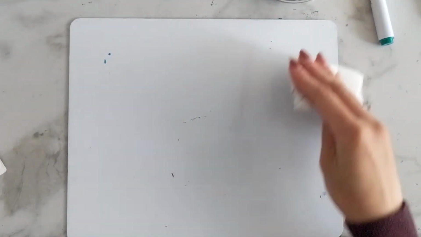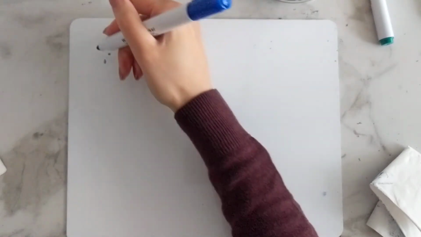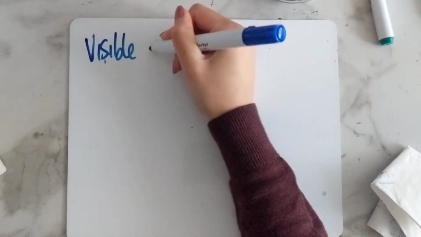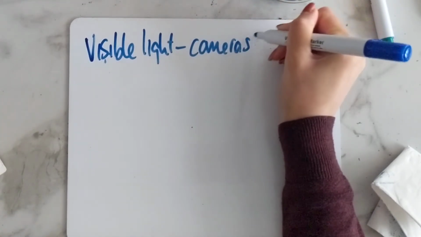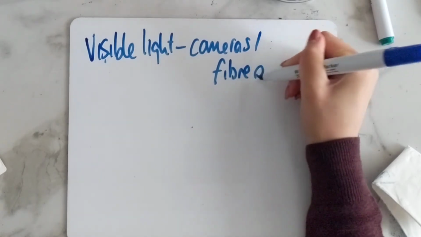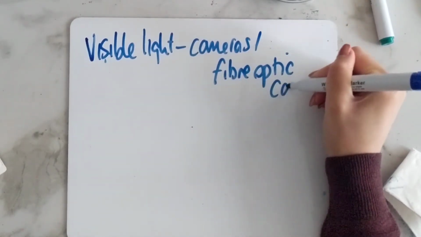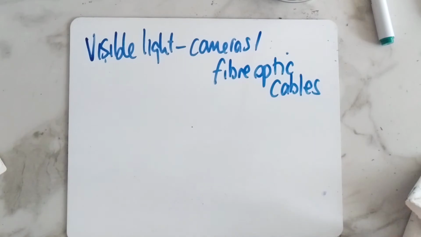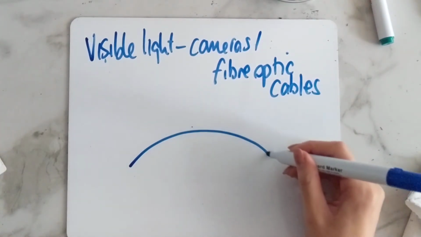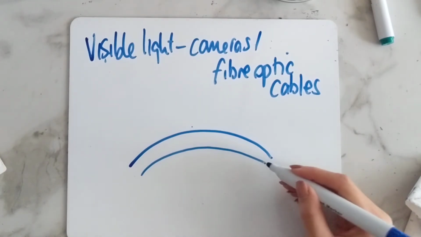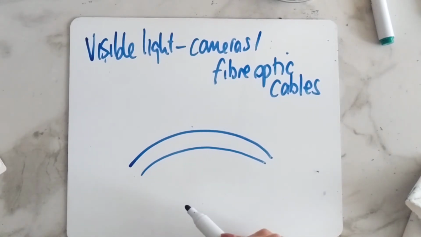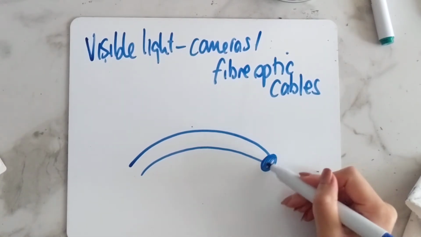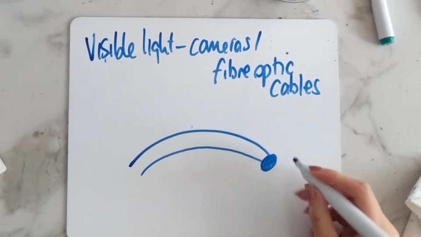Okay, visible light. Visible light is used in just normal cameras, or you could say fibre optic cables, which are just really, really thin cables allowing the visible light to bend through. Visible light is all the colours of the rainbow, so it's everything we can see. So this is a fibre optic cable, I've just zoomed into it. On the end, a visible light is seen.